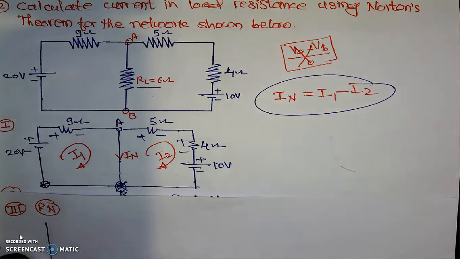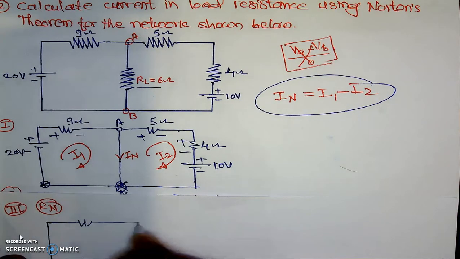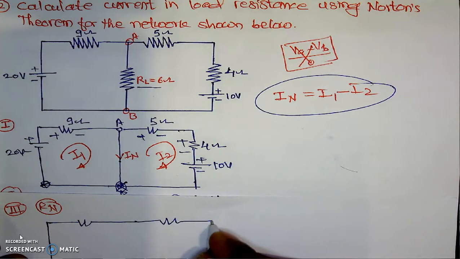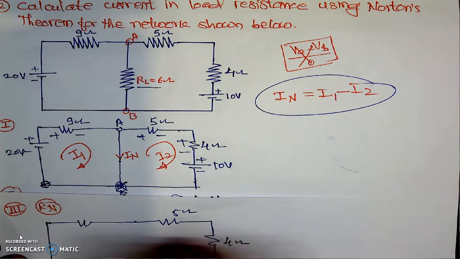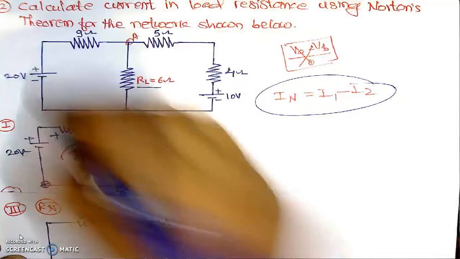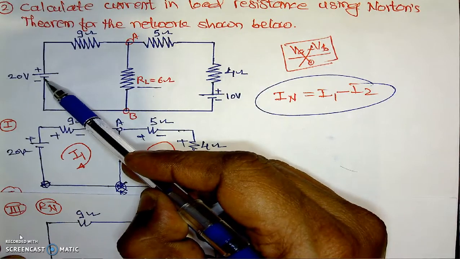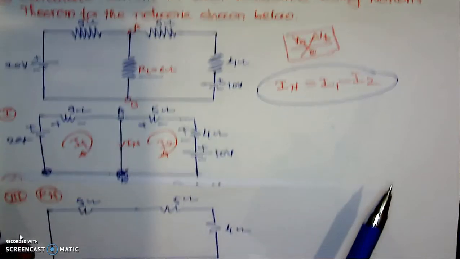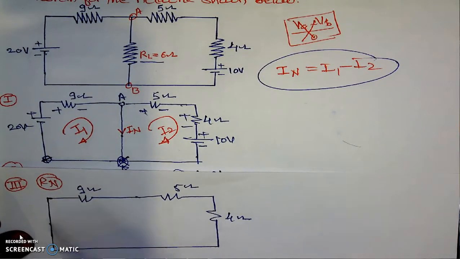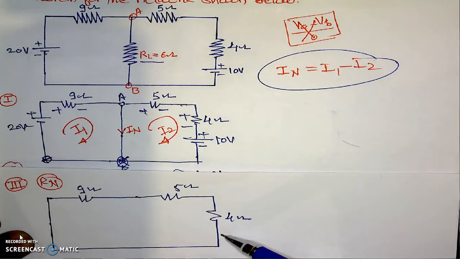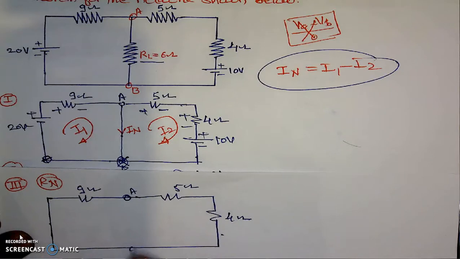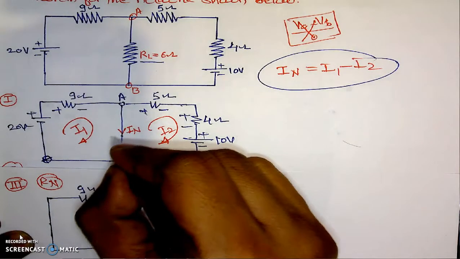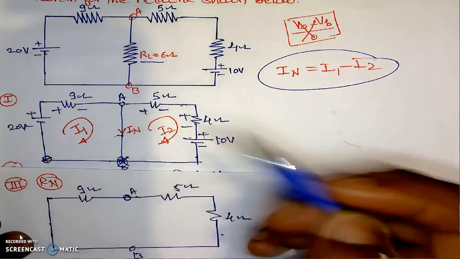Now here, this source will be replaced by the short circuit. 9 ohm resistance will be the same. This 5 ohm resistance will be the same. Here is 4 ohm. The figure will be something like this: 4 ohm, 5 ohm, 9 ohm. The 20 volt source is replaced by its internal resistance, which is 0. This 10 volt is also replaced by its internal resistance, which is 0. RL is removed, and here is the A terminal and this will be the B terminal. We should not refer to the other figure for the calculation of the Norton's resistance.